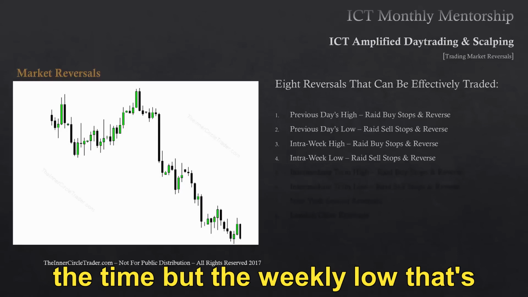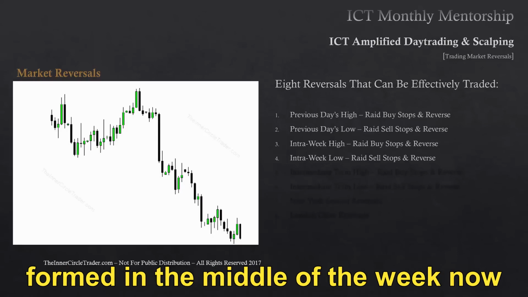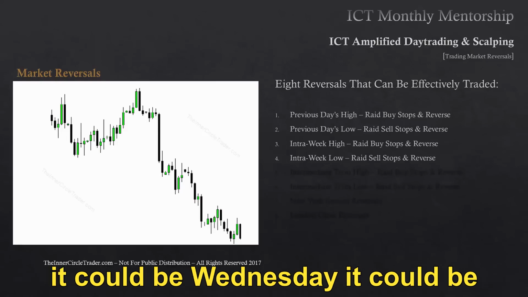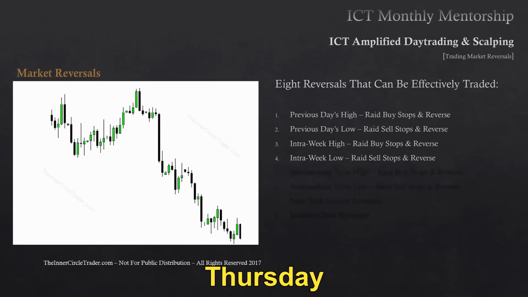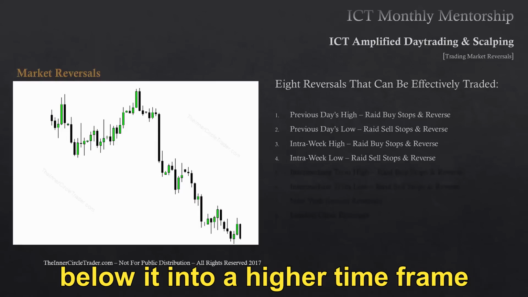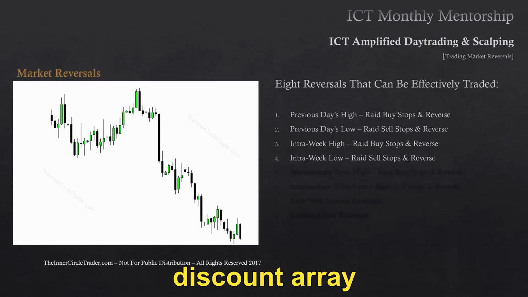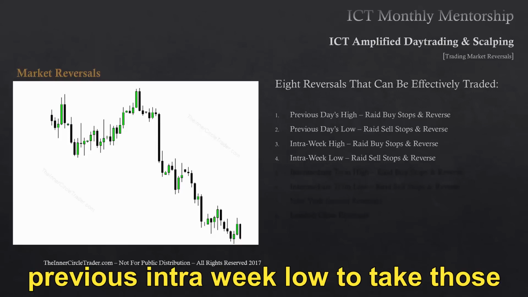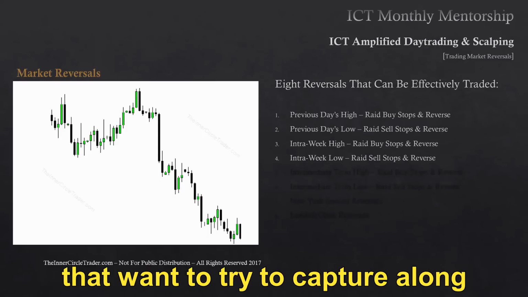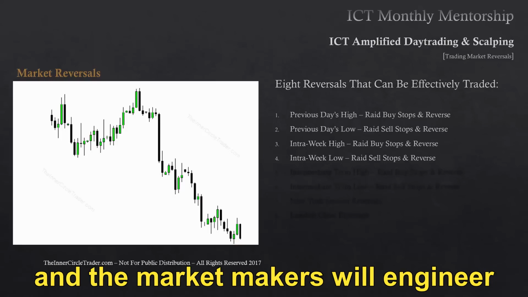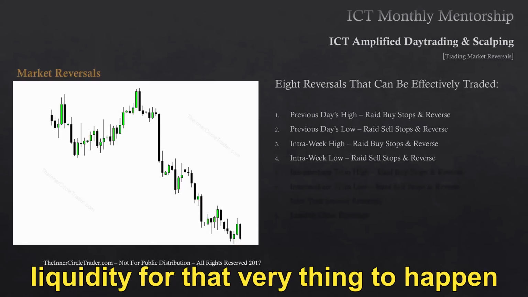But the weekly low that's formed in the middle of the week, now that could be Monday, it could be Tuesday, it could be Wednesday, it could be Thursday. Whatever that low is, if it's traded down below it into a higher time frame discount array, that coupled with the running out of a previous intra-week low to take those sell stops out for those individuals that want to try to capture a long, they're going to be premature many times, and the market makers will engineer liquidity for that very thing to happen.